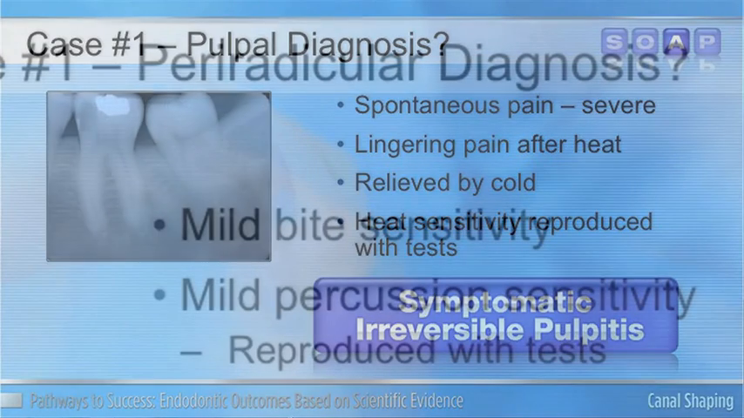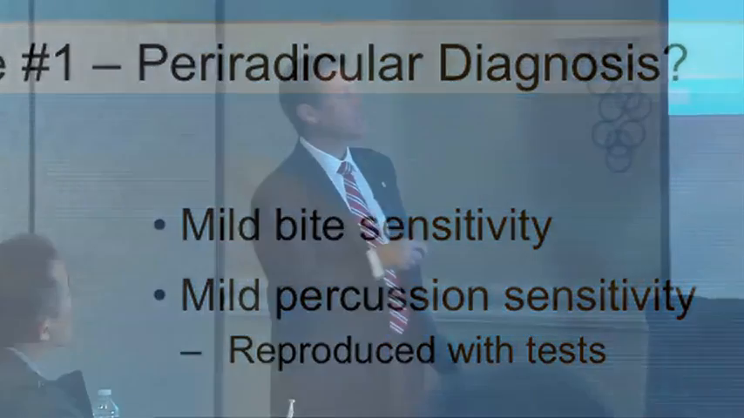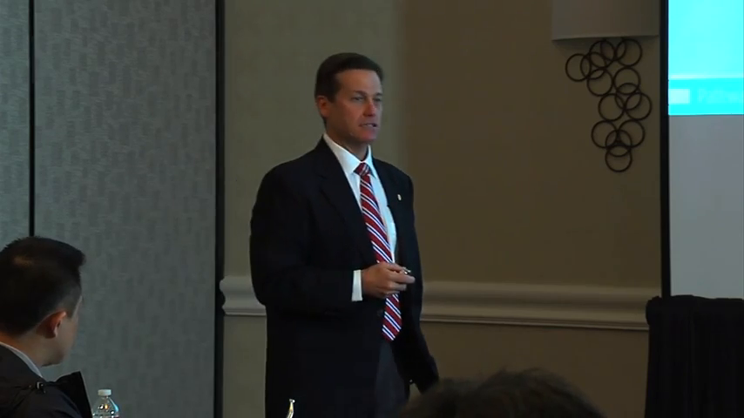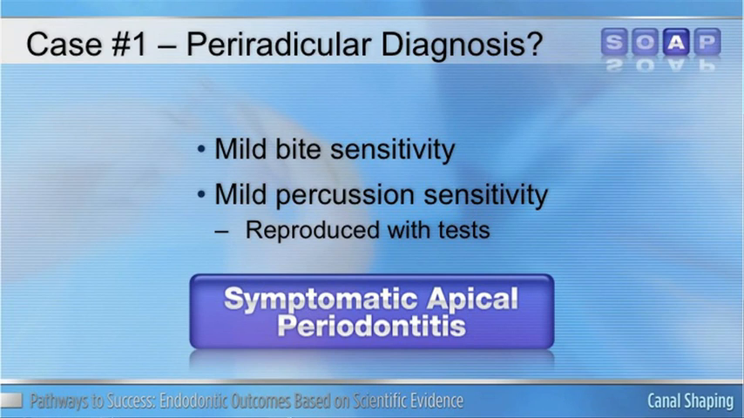Next. That patient has mild bite sensitivity and mild percussion sensitivity. These were reproduced in the office. What's the periradicular diagnosis for this patient? Remember, they're sensitive. Symptomatic apical periodontitis. Exactly. That's what I need everyone to understand, that this patient's symptomatic. So even though this isn't a pulpal diagnosis, this is a symptomatic apical periodontitis. They have a symptomatic irreversible pulpitis, and they have a symptomatic apical periodontitis. It's the combination of the two.